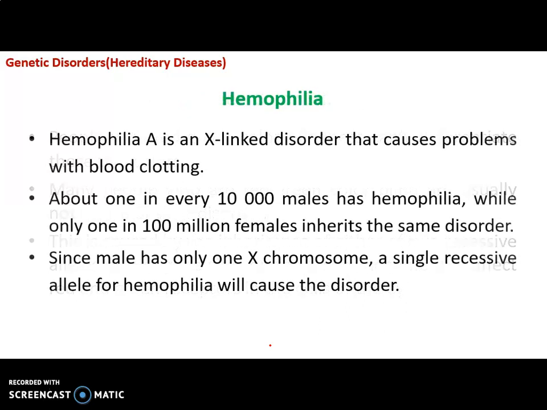Now we have hemophilia. Hemophilia is a sex-linked disorder that causes problems with blood clotting. It happens in males. It's always rare to see a female suffering from hemophilia. This is a sex-linked disorder. A single recessive allele for hemophilia will cause this type of disorder.